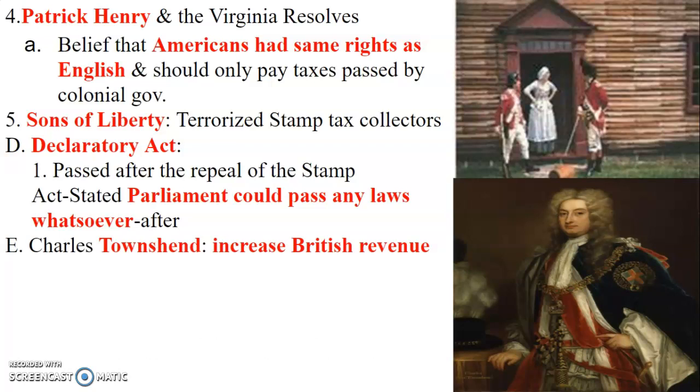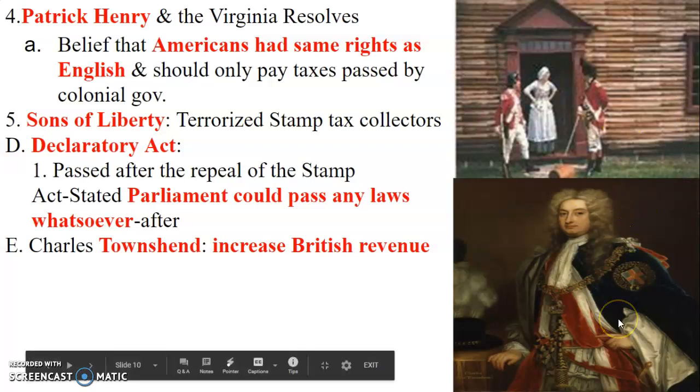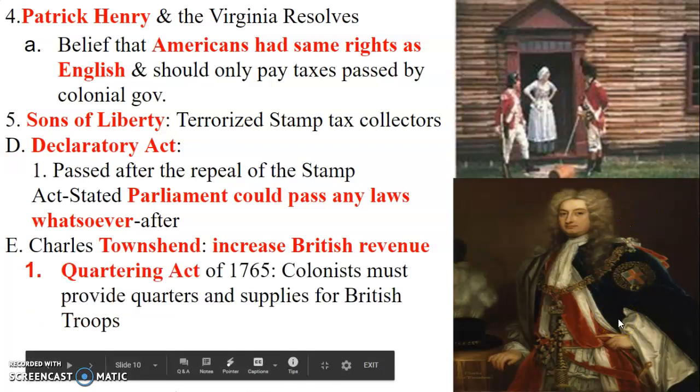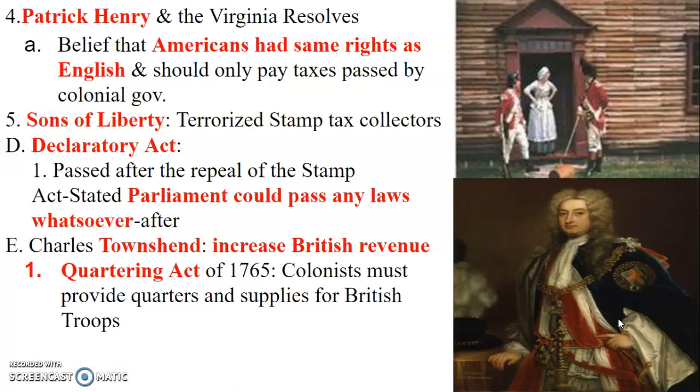We have Charles Townshend. He was a British general, this guy right here in the corner. He wanted to increase British revenue, so he passed the Townshend Acts. Those were the trigger point for the steps towards the American Revolution. He's very important. Make sure you know who Charles Townshend is and the Townshend Acts.